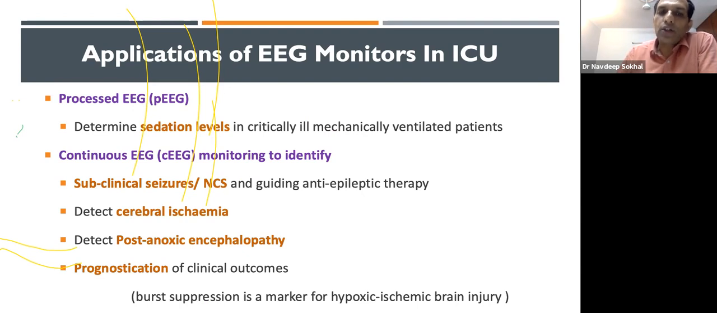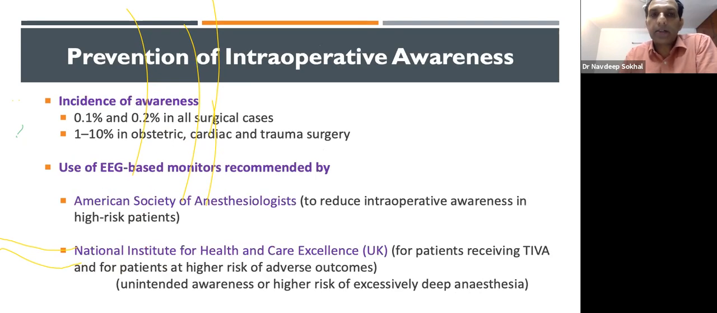And prognostication of clinical outcomes. Well, burst suppression is a marker of hypoxic ischemic brain injury. Those patients who have hypoxic brain injury will have fewer bursts and more burst suppression. And from that you can prognosticate what would be the outcome in this patient. So there are multiple other applications.